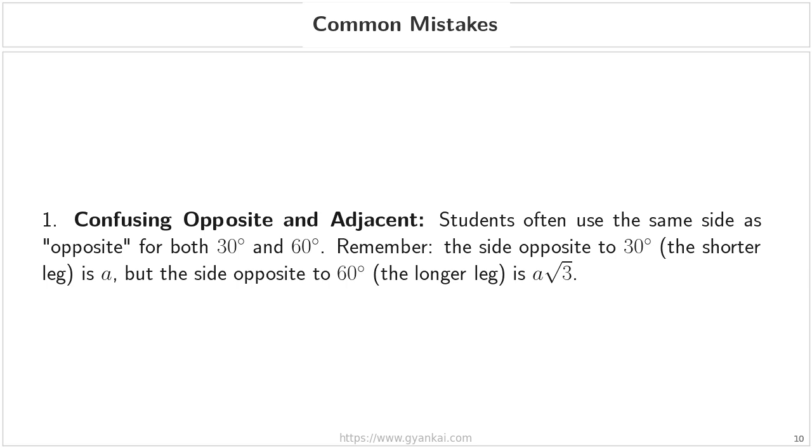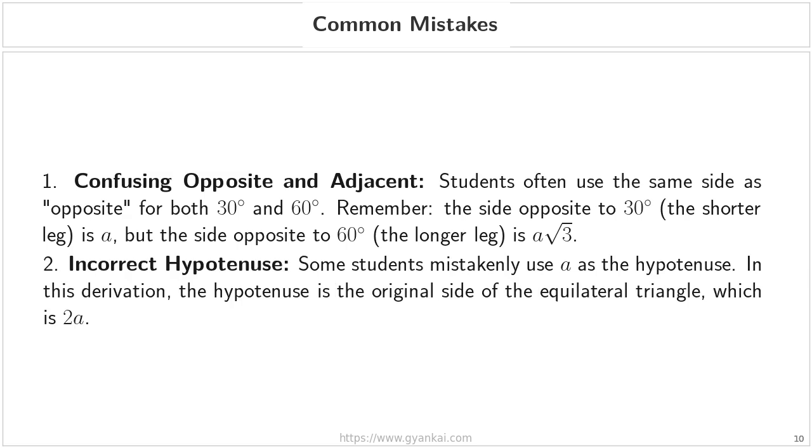looking at. If you are focusing on the 30-degree angle, the opposite side is the shorter leg, which we labeled as a. However, if you switch your perspective to the 60-degree angle, that same side is now the adjacent side, and the side opposite to 60 degrees is the longer leg, which is a√3. Always double-check which angle is your reference point.